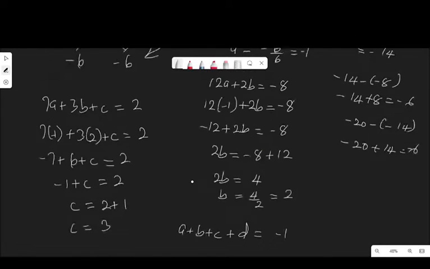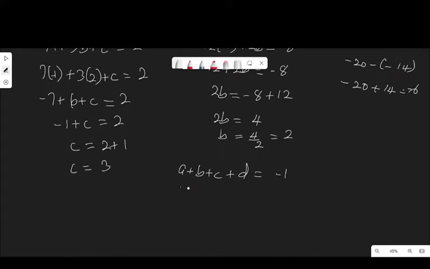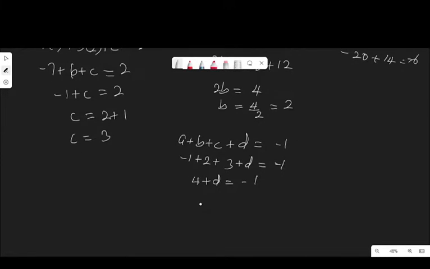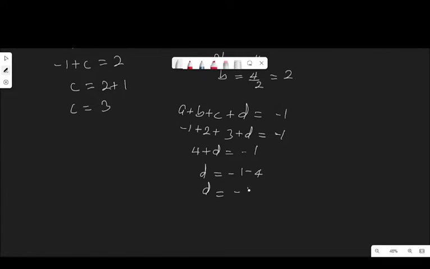Now a is minus 1. So minus 1 plus b is 2. c is 3. And d is what we are looking for. Everything equal to minus 1. Minus 1 plus 2 is 1. 1 plus 3 is 4. So 4 plus d is equal to minus 1. d therefore is minus 1 minus 4. This is plus 4. When it crosses equality, it becomes minus. d is equal to minus 5.